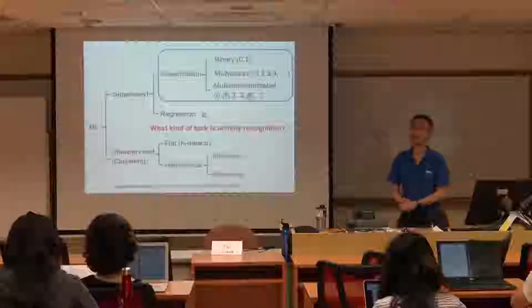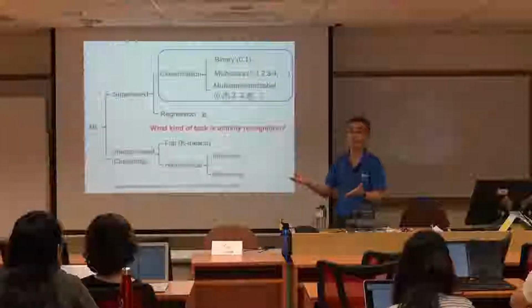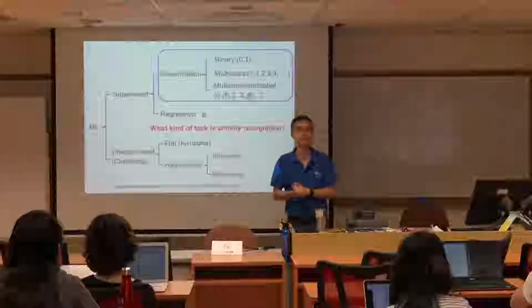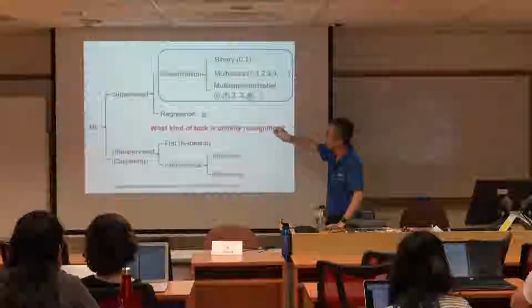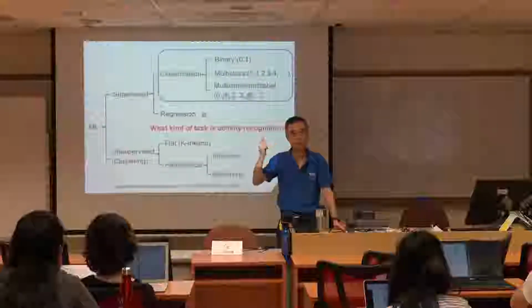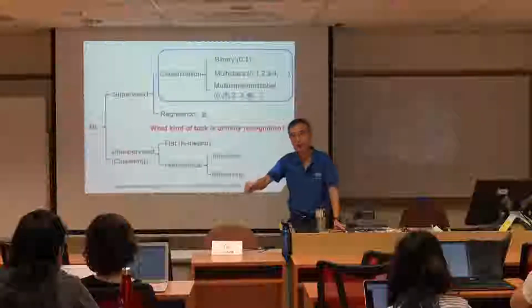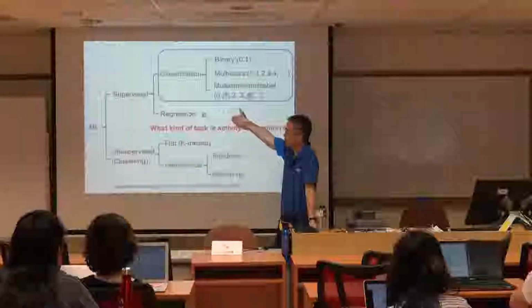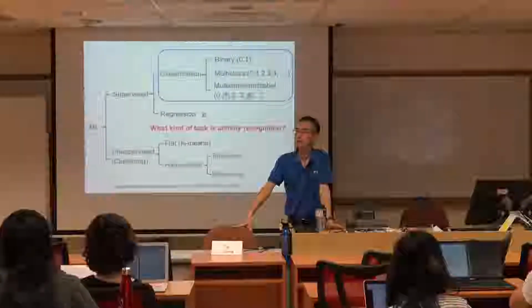So my question to you, to wake you guys up, is what kind of task is activity recognition, which is related to one of these group projects? In the first lecture, Mick gave a demonstration, and we try to detect the action, mapping the action to something. So what is the problem according to our categories here? Is it a classification problem or a regression problem? Is it supervised or unsupervised? Anybody want to try that?